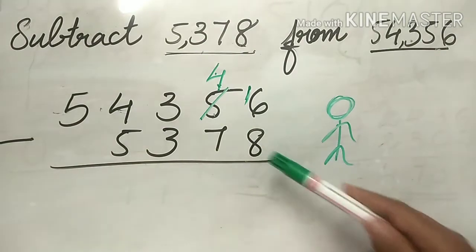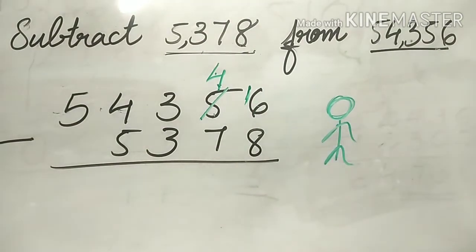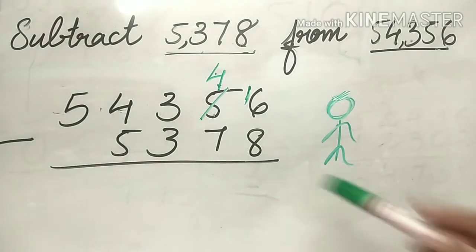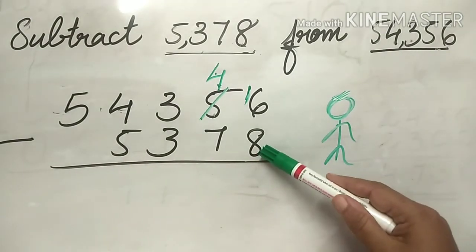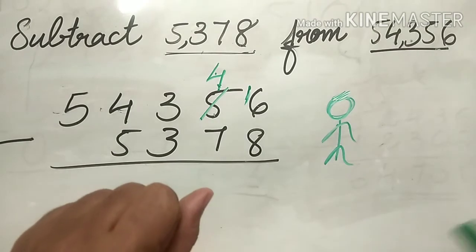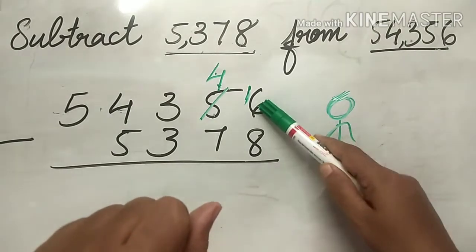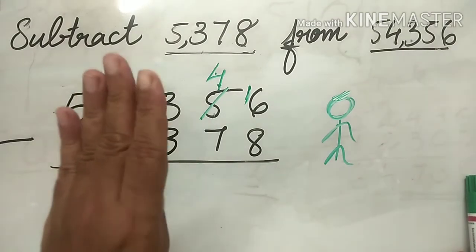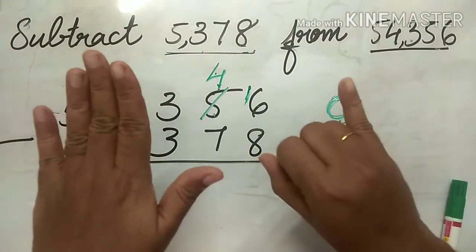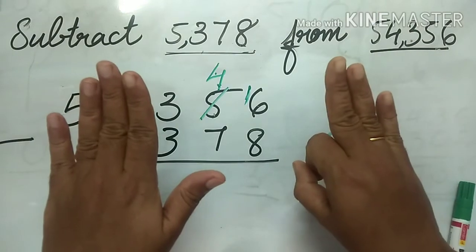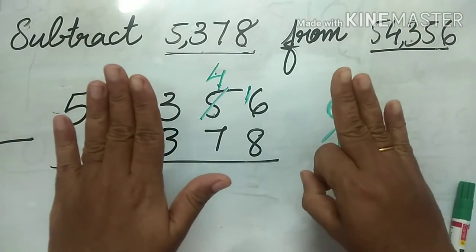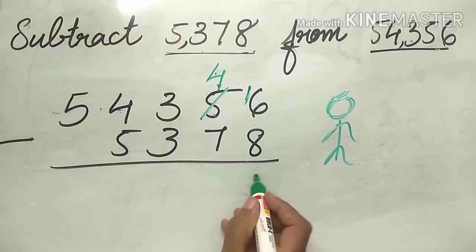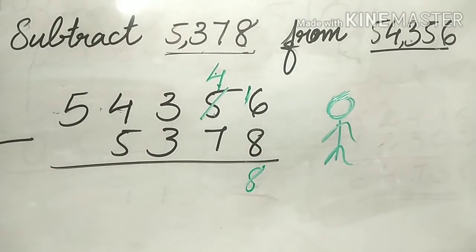Now, let's start counting. 16 minus 8. 16 in your mind, and you have to count from after 8. Count till where? Till 16. After 8: 9, 10, 11, 12, 13, 14, 15, 16. How many fingers? 8 fingers. So 8 is your answer. Write the number just below this, according to the place value itself.